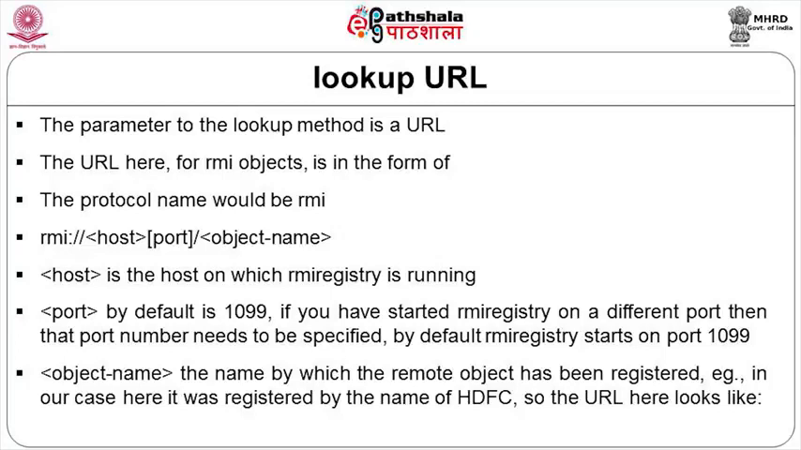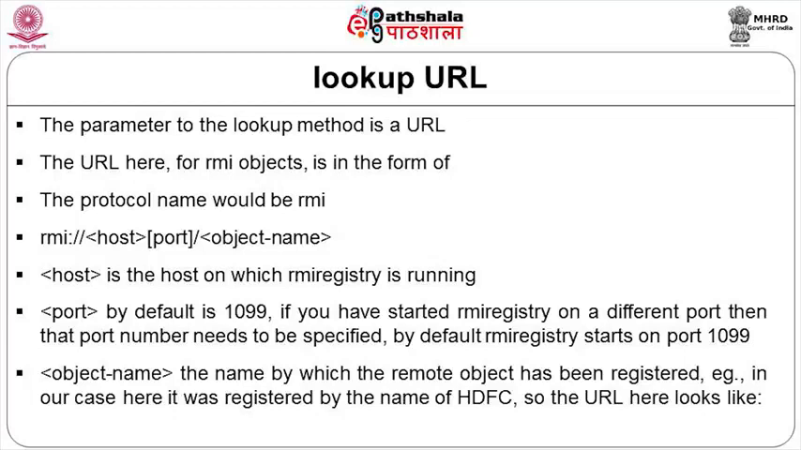So if my protocol name is RMI:, by default it would be assuming port number 1099. Only by some chance, if someone wants to try out a different port for the RMI registry, because you might have started the RMI registry on a different port, in that case you might also optionally give a colon and a port number, and then a slash and the name by which the object has been registered. For example, in our case here, it was registered by the name of HDFC.